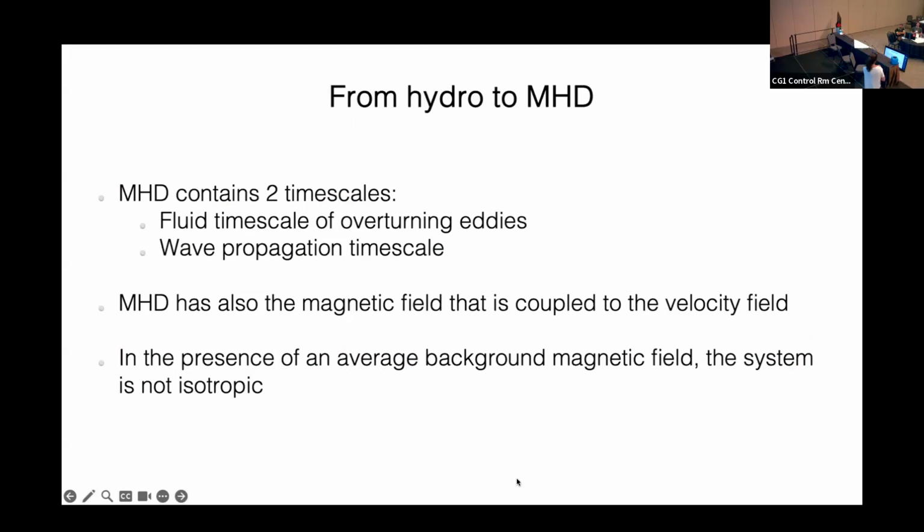First of all, MHD contains two scales. Okay, there is the scale associated to wave propagation. Specifically, we will see the Alfvén time. And the fluid time scale, like in Navier-Stokes. Magnetized plasmas have also a magnetic field, so isotropy is broken. The presence of a mean magnetic field introduces a preferential direction. And because there is a magnetic field, now we have two fields, the velocity and the magnetic field, that are coupled together. So these add complexity.